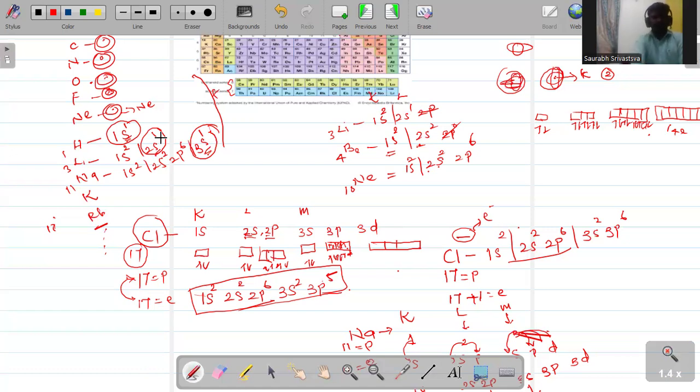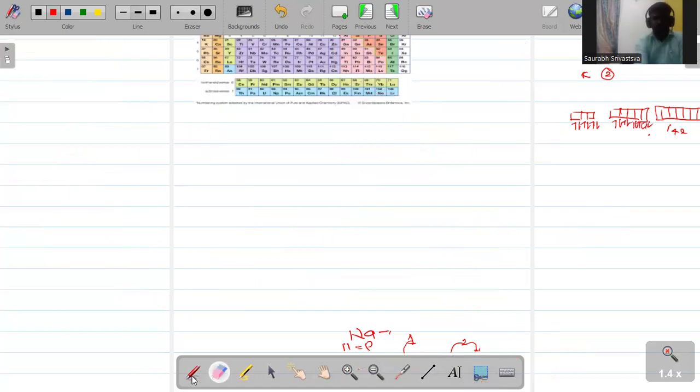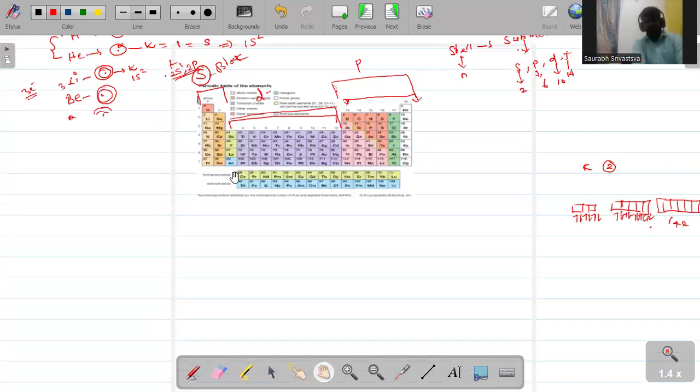This modern periodic table is given by Moseley. In the modern table there is hardly any drawback. Everything is perfect, but there is only one drawback. Why, sir, is hydrogen a drawback? Why is hydrogen a drawback of the modern periodic table?